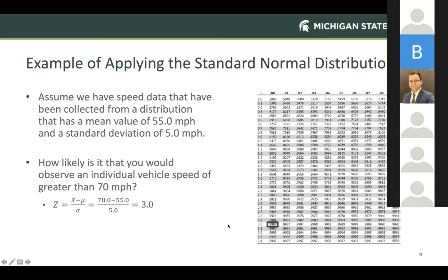So 99.87% of all observations would be less than 70 miles per hour. And so consequently, if we wanted to figure out the likelihood of being greater than 70 miles per hour, we just take 1 minus that difference, which would give us 0.0013. Okay.